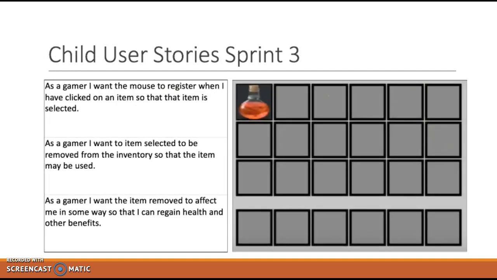So my child user stories for Sprint 3: as a gamer I want the mouse to register when I have clicked on the screen. As a gamer I want the item to be selected to be removed from the inventory so that the item may be used. As a gamer I want the item removed to affect me in some way so that I can regain health or other benefits. And that shows my inventory system right now. So when I click on it, I want it to disappear.